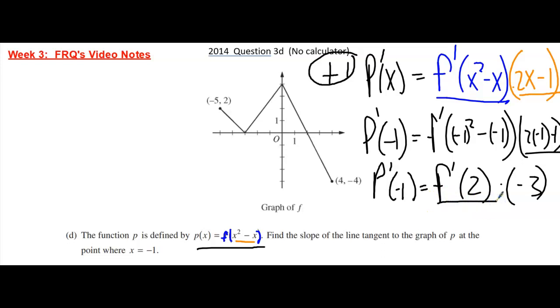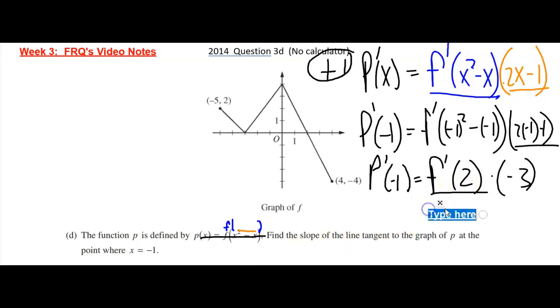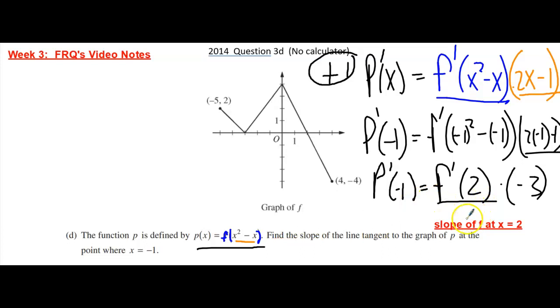So now I need to find f prime of 2. Now, it's important to understand what f prime of 2 is. f prime of 2 is the slope of f at x equals 2. So that's what this piece right here is. f prime of 2 is the slope, the derivative, of f when x equals 2. So let's take a look at our graph of f over here. Here's our graph of f. Here's where x equals 2 on that graph. And the question is, what's the slope of that line?